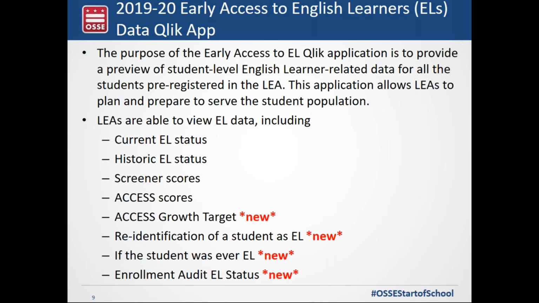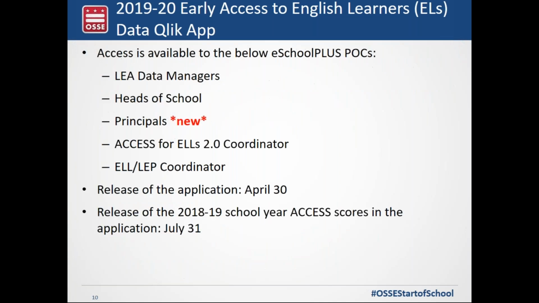Specifically, the data that are available include current EL status, historic EL status, screener scores, access scores, and then new this year and very exciting to have available are access growth target, re-identification of a student as English learner, if a student was ever an English learner, and enrollment audit EL status. So we will be looking at these data points and more as we go through the app today.